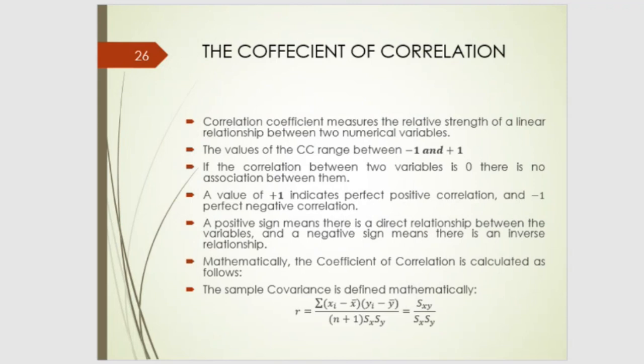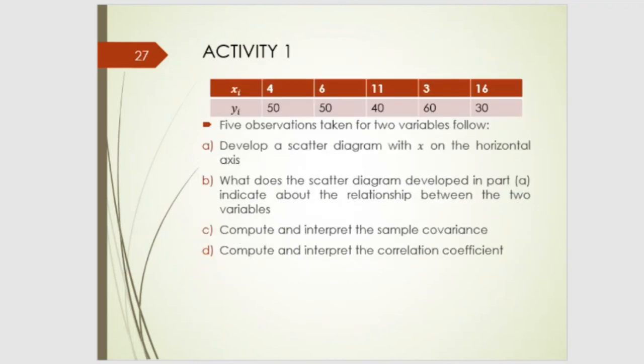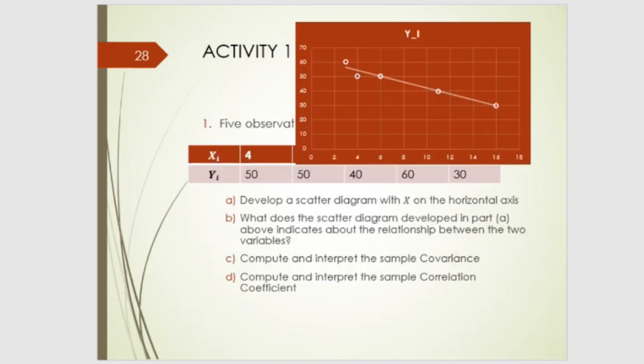Even this one is going to be 0, because the coefficient of correlation is going to be 0. Because the covariance of the two variables is 0, then divided by any number is going to give us what? 0 is the answer. And if you need to interpret it.